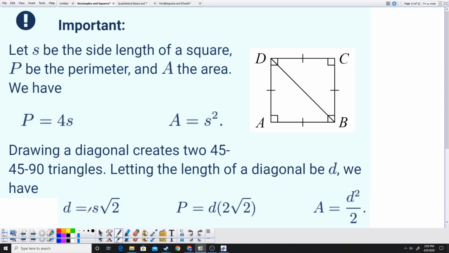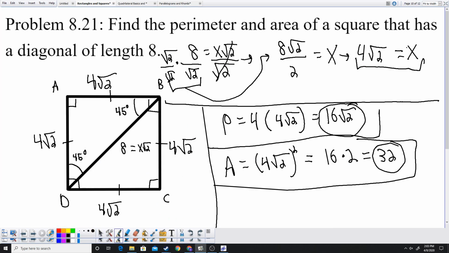So, all these things we learned about with squares so far, we have learned that the perimeter is 4 times the side. The area is the side length squared. And when we make a diagonal, it creates two 45, 45, 90 triangles. So if we have the length of the diagonal, and we call that lowercase d, d equals s times the square root of 2. And the perimeter actually ends up being the diagonal times 2 times the square root of 2. And the area equals the diagonal squared over 2.